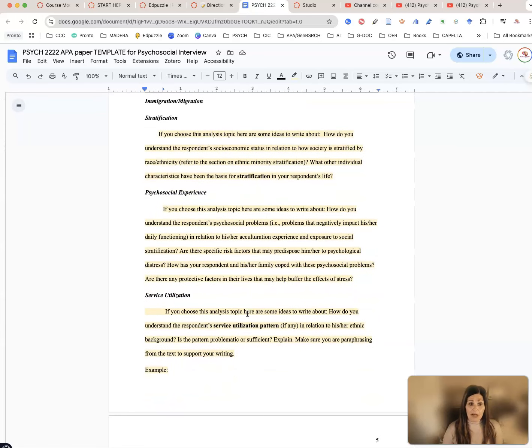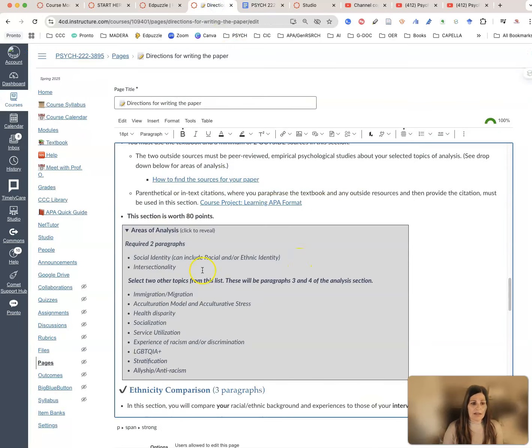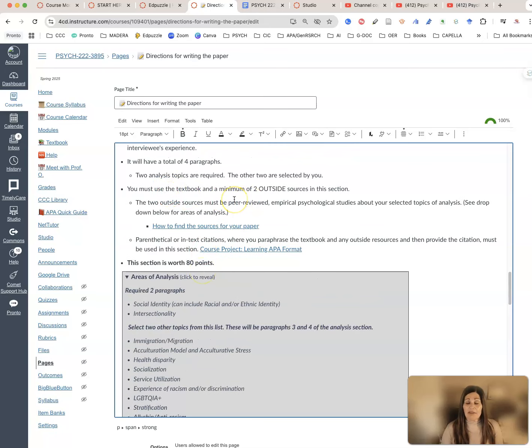And I'm going to go back to the directions so we can look at that specifically because they have to meet a certain criteria. The two outside sources, remember there's 4 total outside sources, 2 are used in this section, and they must be peer-reviewed, empirical, psychological studies. That means a research study. And we do have a module. You may have completed it already, maybe not, but we do have a module on how to find sources for your paper, including these kinds of studies. These are what you call journal articles. A journal article is just an academic paper.